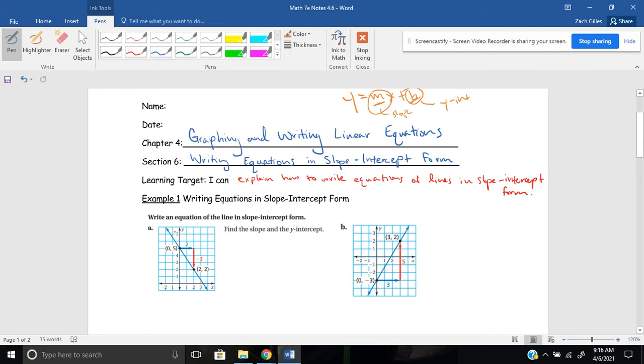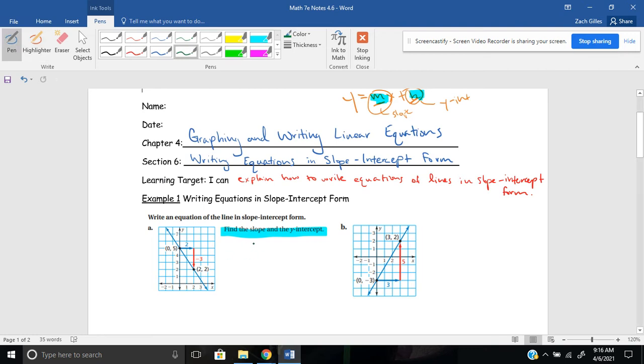So that's what we're going to do for this first example. It says, write an equation of the line in slope-intercept form. And to do that, I would star this or highlight this. The two things you need to do are to find the slope and the y-intercept, just like up here. Those are the two things that you're going to need to do to write an equation in slope-intercept form.